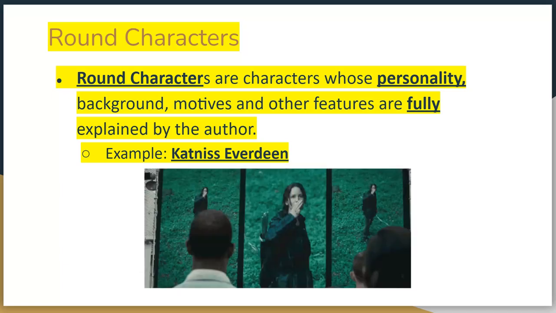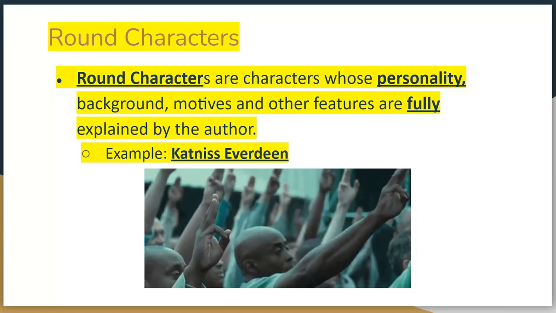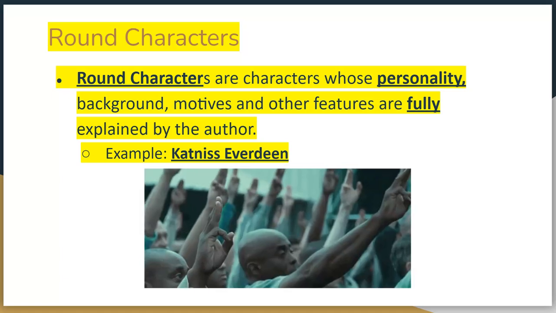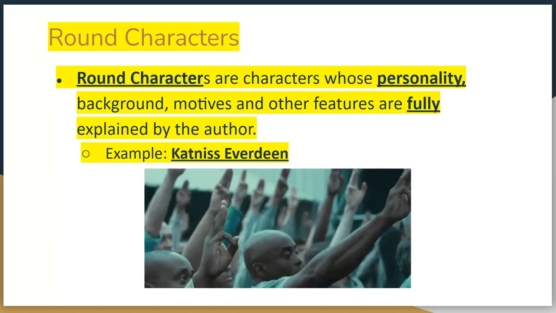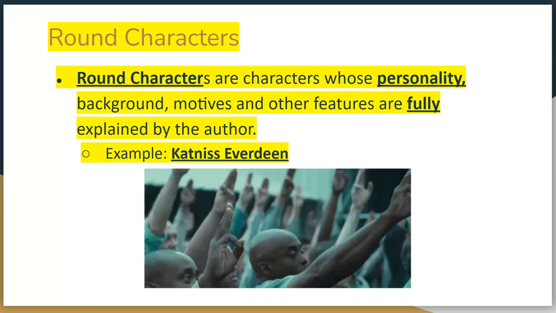The example is Katniss Everdeen, if you've ever read or seen The Hunger Games. She's a very complicated character. If you think back to the story, at first she doesn't really want to be part of the Hunger Games, but she's forced to because she loves her sister. And then throughout the story, she becomes like this symbol and this rebellion force that tries to overthrow the government in her story. So there's lots of different qualities to her that we learn about as we progress through the story. So that makes her a round character.